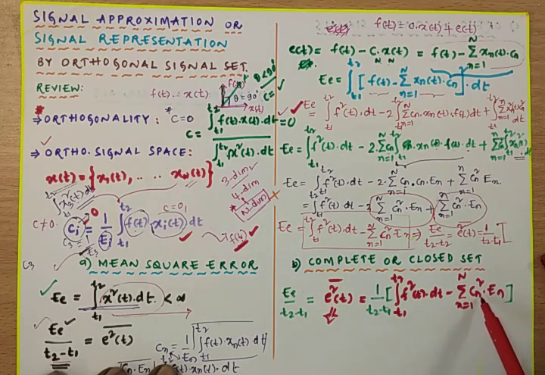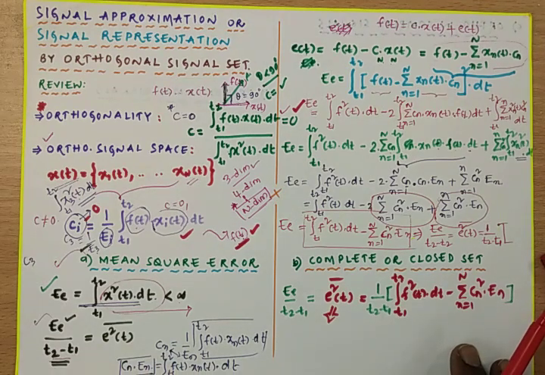Because this n is always positive, as the n value increases, this term value also increases, and this term is subtracted from the integral of f square of t dt. So as the n value increases, this mean square error value decreases. At one particular n value, this e square of t goes completely to 0, and that case is named as complete set or closed set.